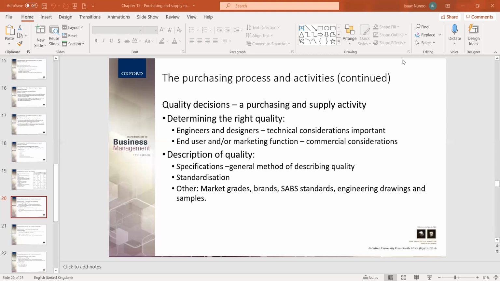Another important factor is the description of quality. In terms of the description of the quality, that is where specification and standardization come in. So specification: what are the specifics involved in producing something? The general method of describing quality is that you have to specify and standardize. Is it up to the standard that is needed?